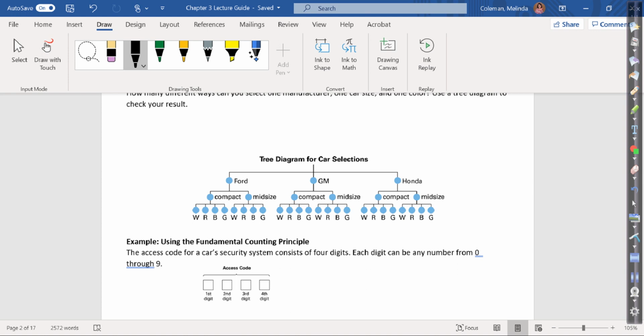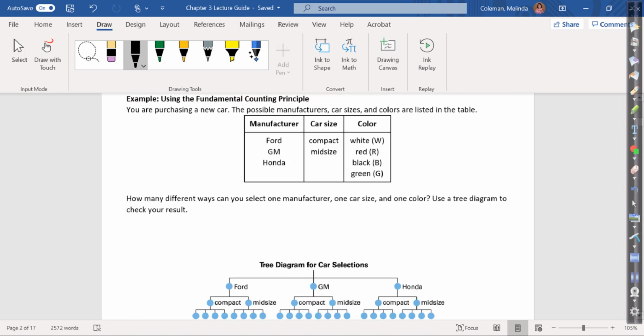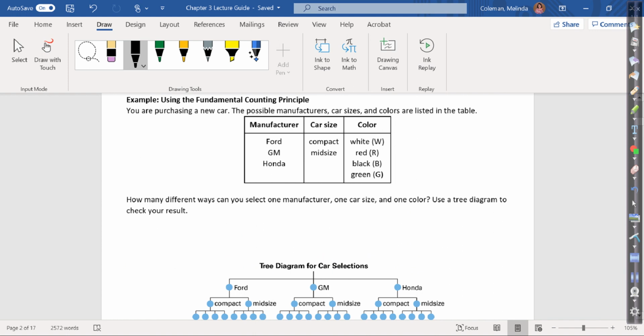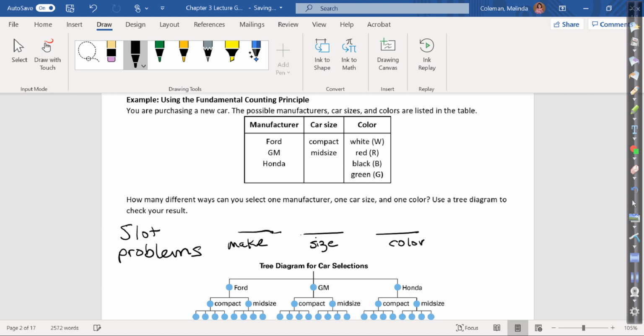Well, rather than have to do a tree diagram in every case, we can use the fundamental counting principle, and that will allow us to get the information. I often call these slot problems because there are 3 choices. The first choice is the make, then we have the size, and then we have the color. We're going to multiply those together.